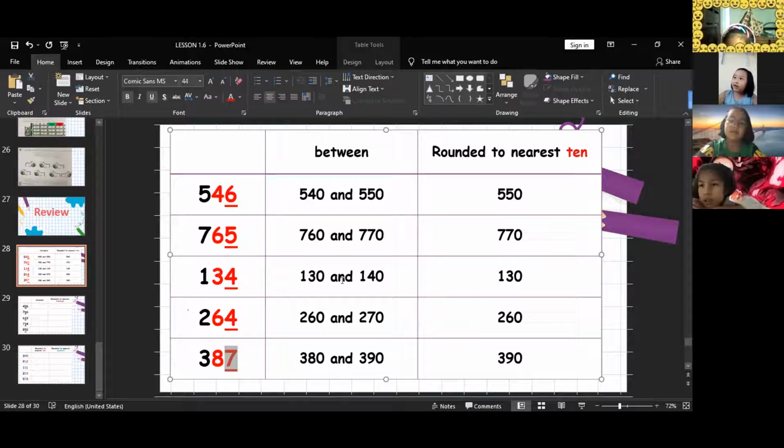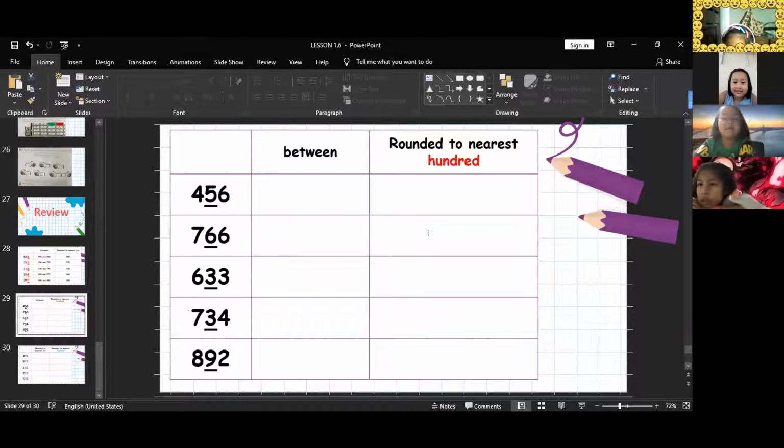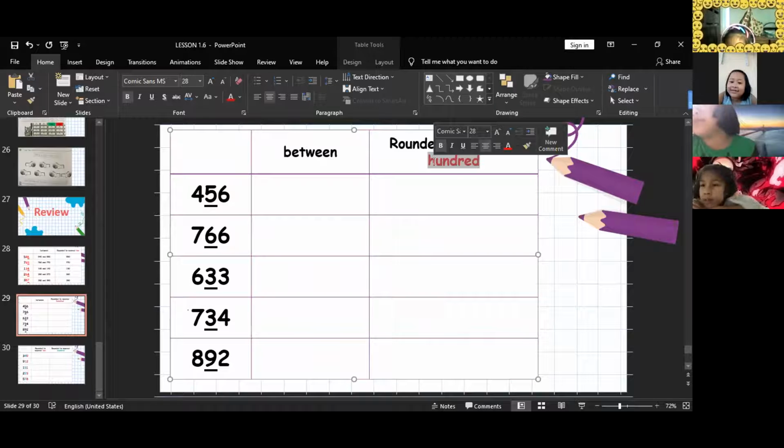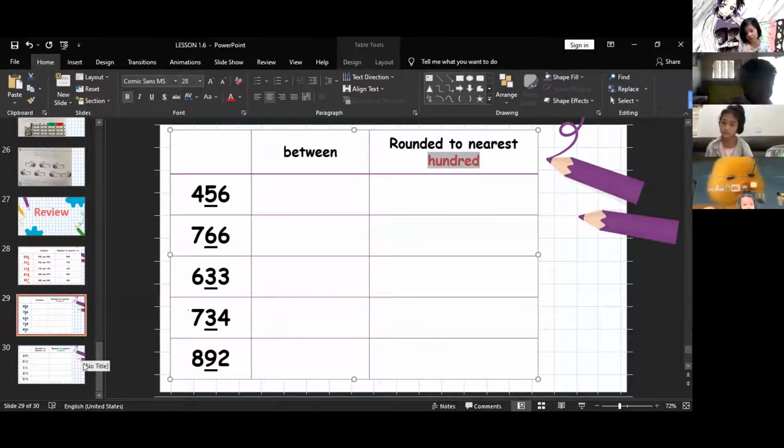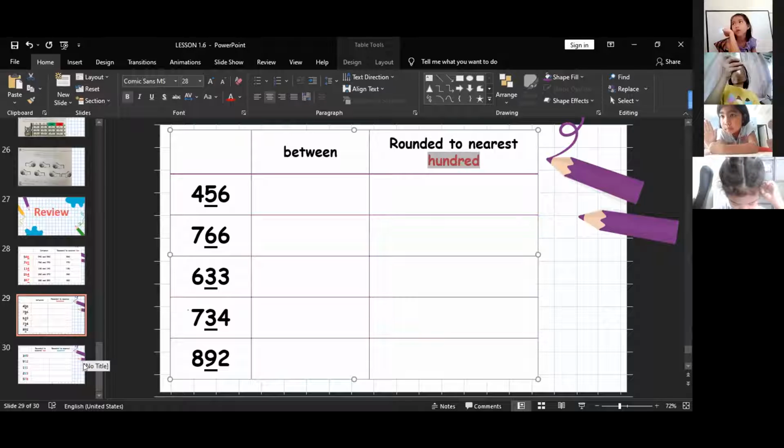Very good job. Okay, how about the second problem here? Now we have rounded to the nearest 100. A while ago is rounded to the nearest 10. Now is rounding numbers to the nearest 100. Okay, number one. Number one, who wants to try? Yam. Okay, Yam.